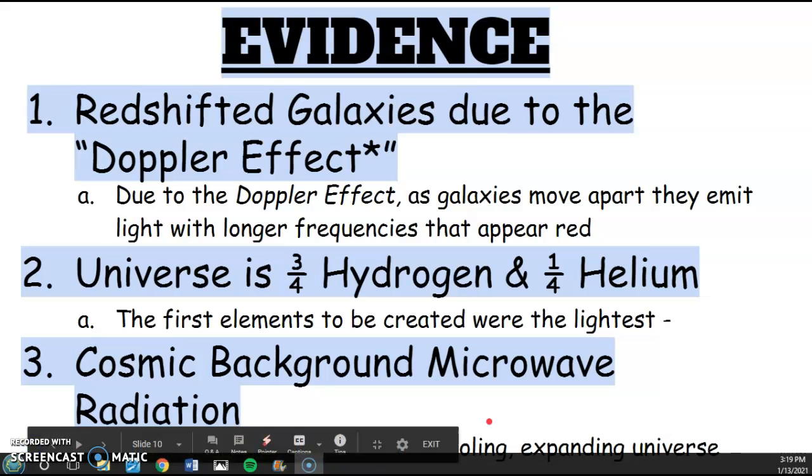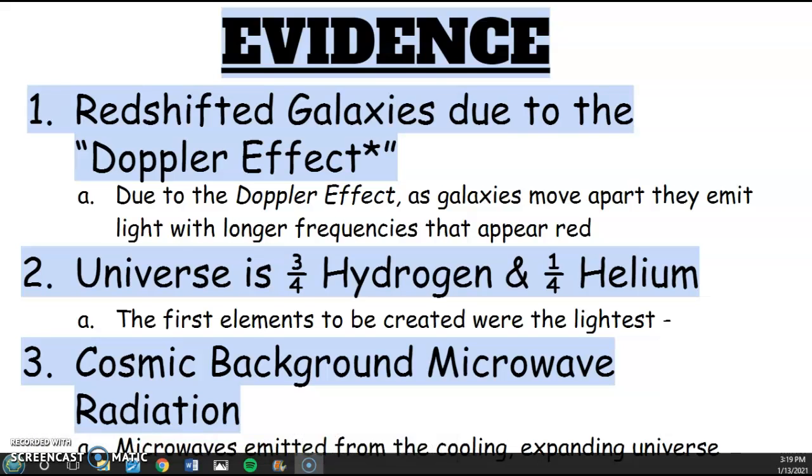Okay, now you've had a chance to watch the videos. Let's move right along with our slide presentation. What we're looking at now is evidence for the Big Bang. And we've got three main points of evidence right here. Number one is called the red shift, or the red-shifted galaxies. And this is due to something called the Doppler effect.